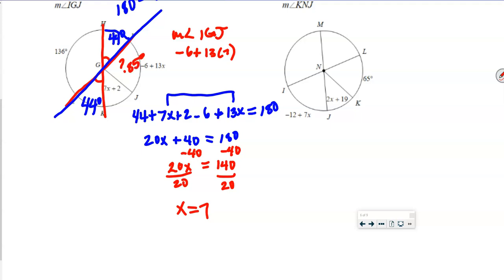Now, because I'm a little OCD and I don't like to get stuff wrong, I'm going to actually put it in here too. 7 times 7 is 49 plus 2 is 51, right? So this is 51 degrees. And then to double check my answer, what I would do is add these 3 together and see if they're 180, and they are. Okay?